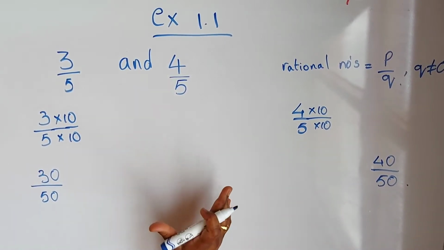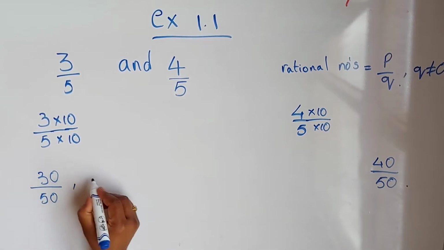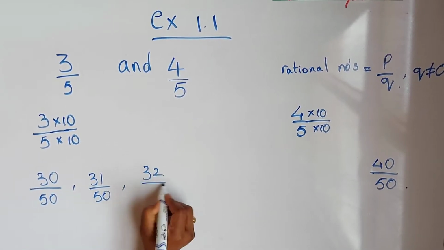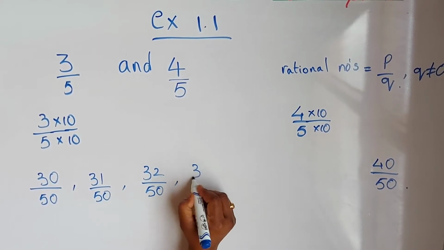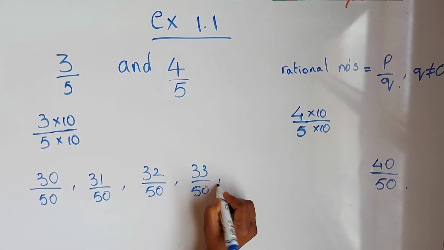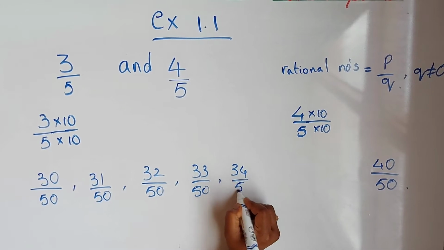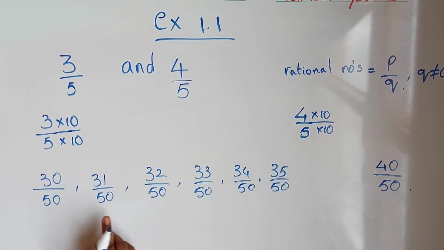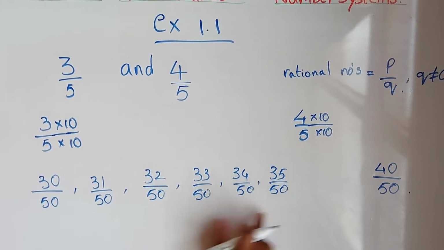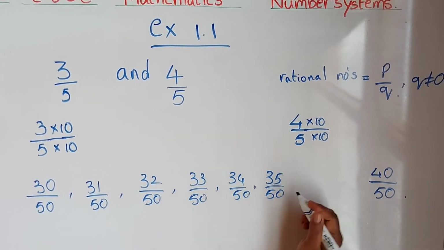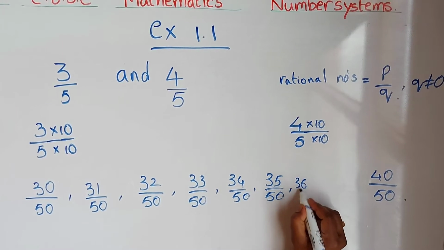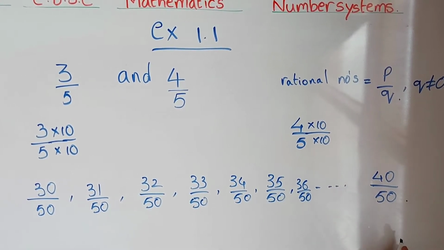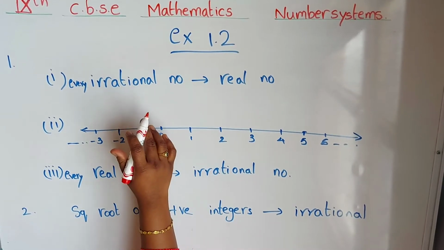Now we can write many rational numbers in between. They are 5 rational numbers. Okay, let us start. 30 by 50, after that 31 by 50, 32 by 50, 33 by 50, 34 by 50, 35 by 50. Now see, 1, 2, 3, 4, 5 rational numbers we got. So 36 by 50, and so on up to 40 by 50, children, right? This is exercise 1.2, children. First question.